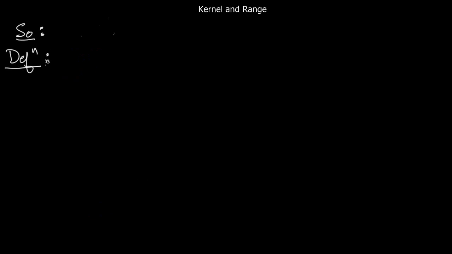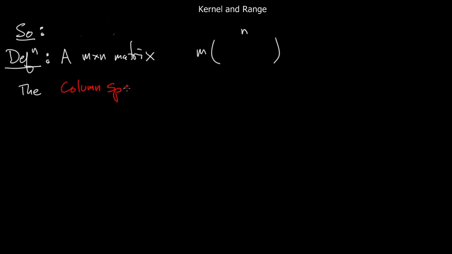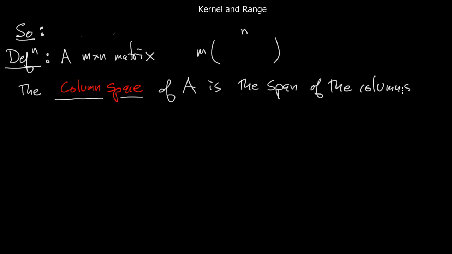Okay, so let's make a formal definition here. So again, we're starting with a matrix A, which is an m by n matrix. Okay, so the important definition, the first one: the column space of A is, by definition, simply the span of the columns of A.